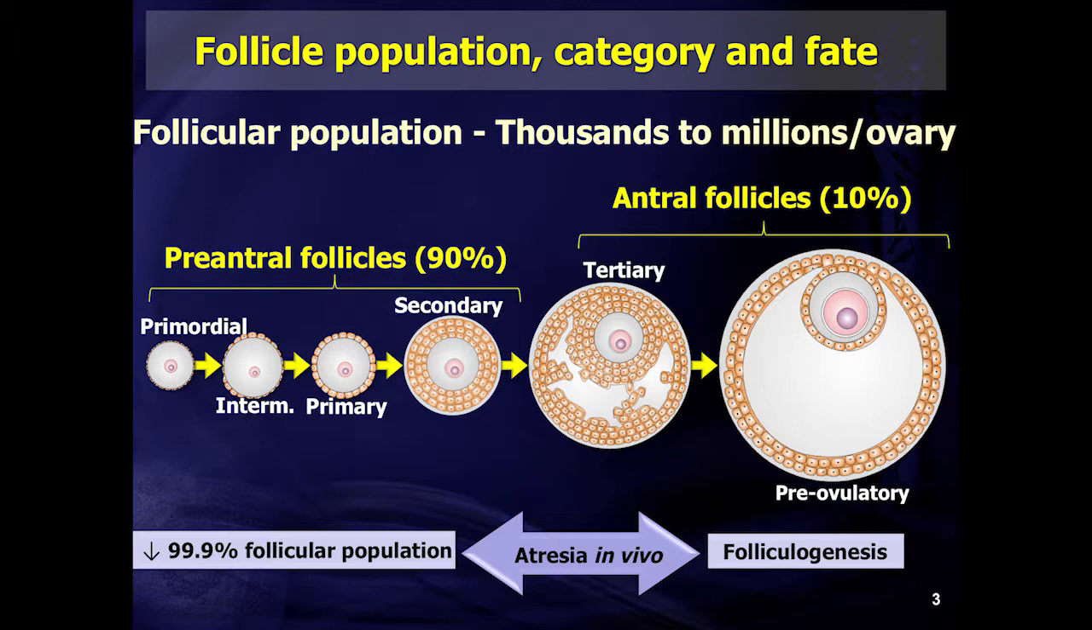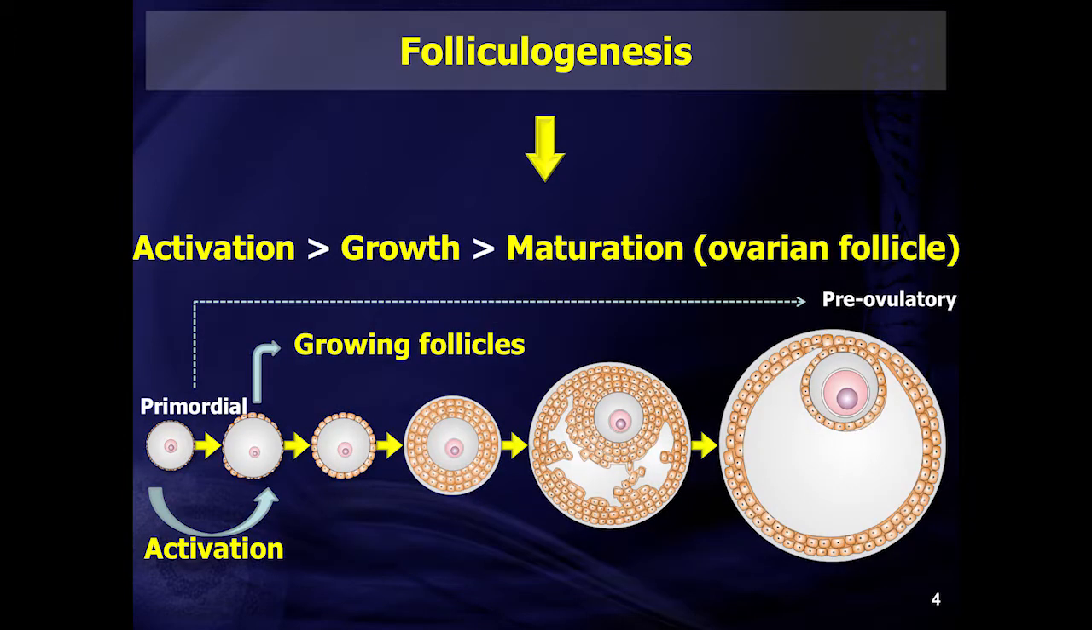It's well known that mammalian ovaries contain from thousands to millions of follicles, whereby approximately 90% of this population is represented by preantral follicles, which in my definition includes the primordial, intermediate, primary, and secondary follicles. Despite this large follicle population, the vast majority of them will be eliminated by a physiological process named atresia during folliculogenesis. Folliculogenesis is the physiological process of activation, growth, and maturation of the ovarian follicles. We define follicular activation as the transition from primordial to growing follicles.